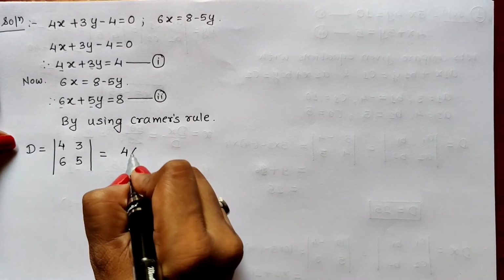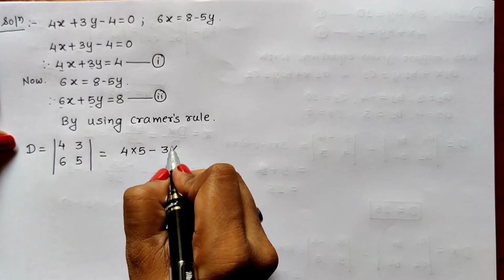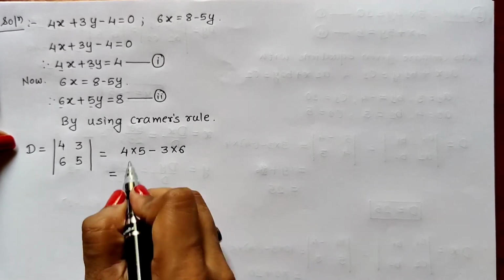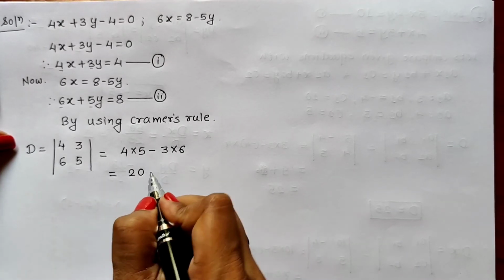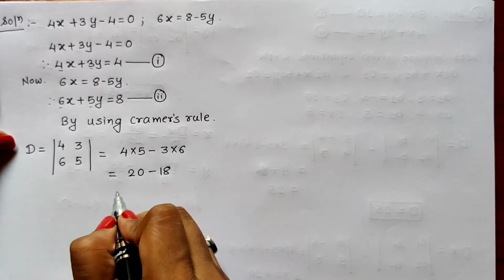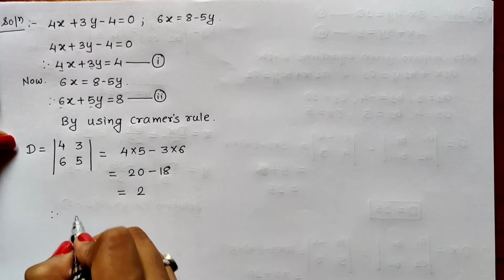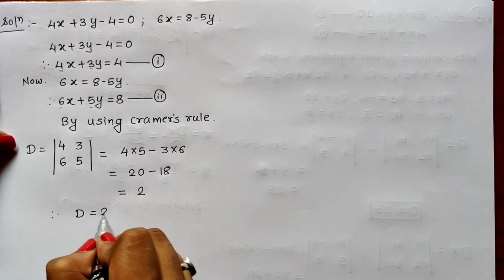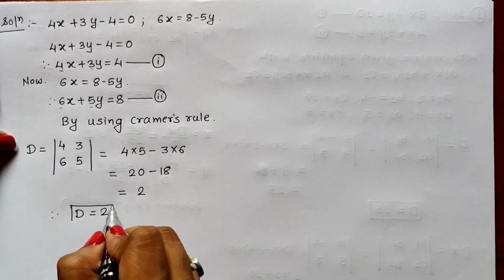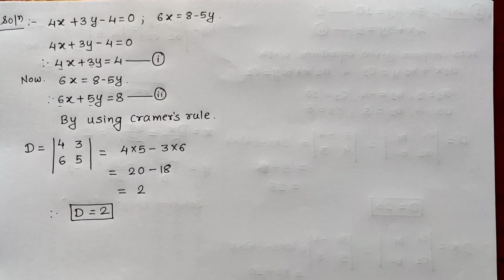4 into 5 minus 3 into 6. Solve it. 4 5s are 20. 3 6s are 18. 20 minus 18 is 2. And therefore determinant D is equal to 2. First value we have got. Now let us get the second determinant, which is dx.